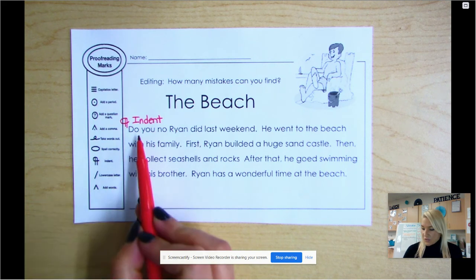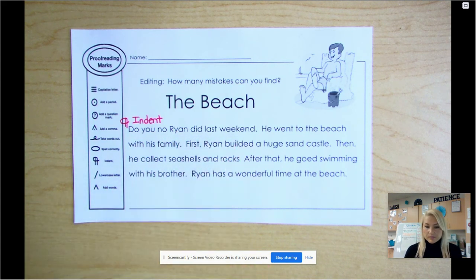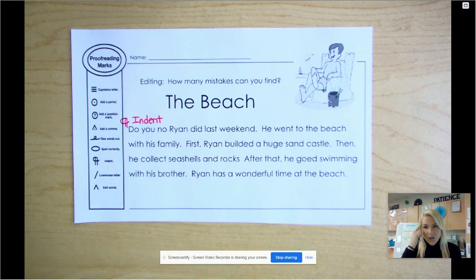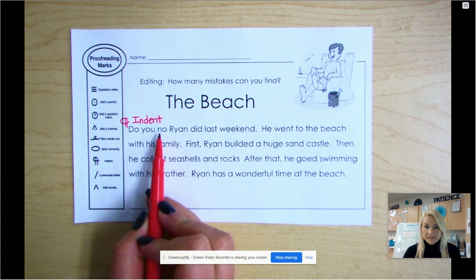It says, do you know Ryan did last weekend? That sentence doesn't sound correct. I'm thinking there's a few things wrong with it. It says, do you know? There is more than one no. And this is not the correct type of no. This means like, no, you can't do something. They're talking about someone knowing, which is K-N-O-W. So that's a homophone, when two words sound the same, but they have different meanings and they're spelled differently. So you need to make sure you have the correct type of wording that means that definition.